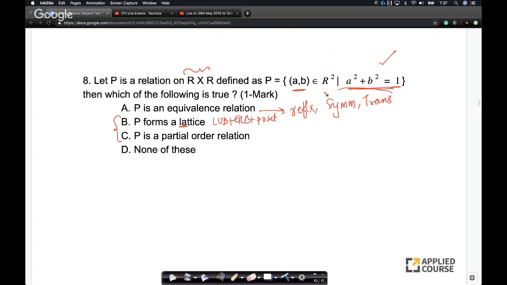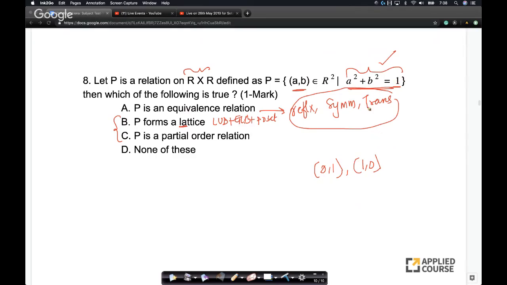Now let's look at this actually. So it says A and B are real numbers such that A square plus B square equals 1. So let's assume 0, 1. Okay, this ordered pair 0, 1 will belong to this relation, obviously, because 0 square plus 1 square equals 1. Similarly, 1 comma 0 will also belong to this relation because 1 square plus 0 square equals 1.